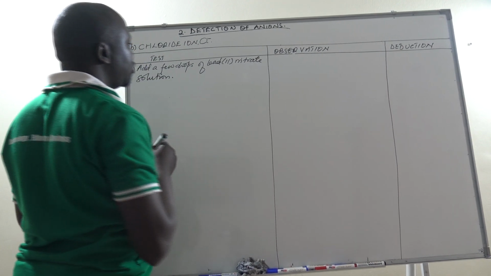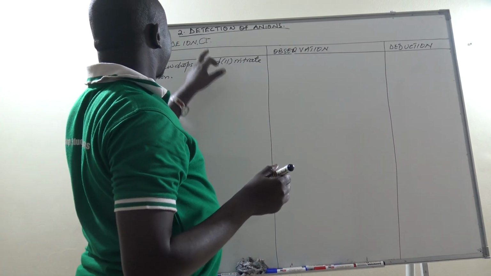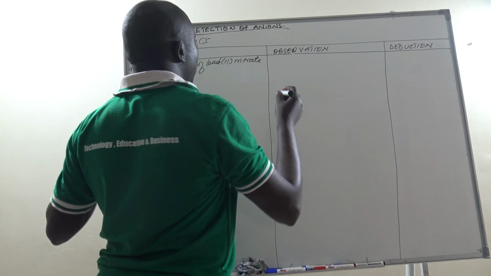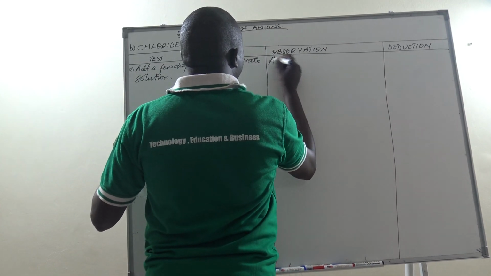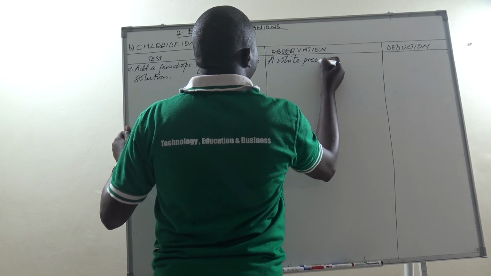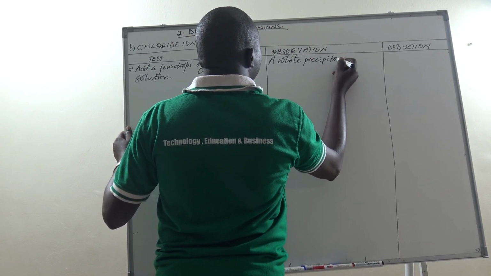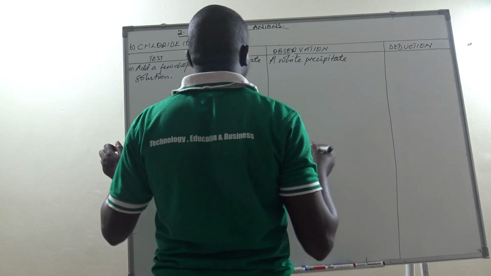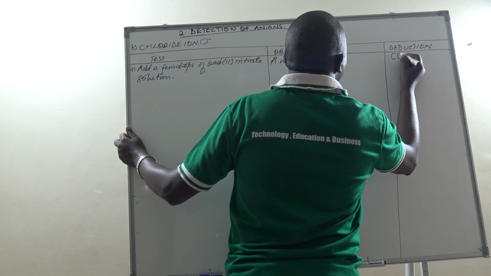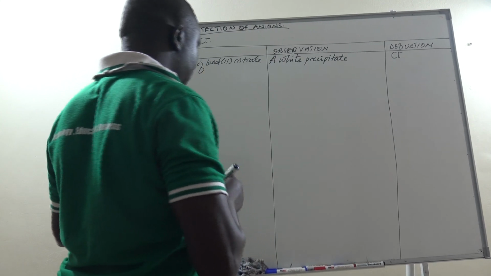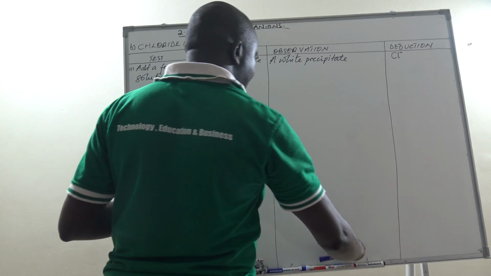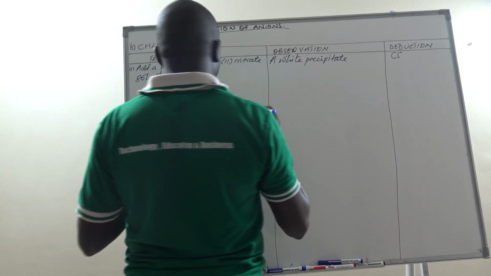So lead 2 nitrate solution will provide the lead 2 ion that combines with the chloride ion to form lead 2 chloride, which is also an insoluble salt. So it will be formed as a white precipitate. You shall get a white precipitate of lead 2 chloride, and this one shows that there is chloride ion.